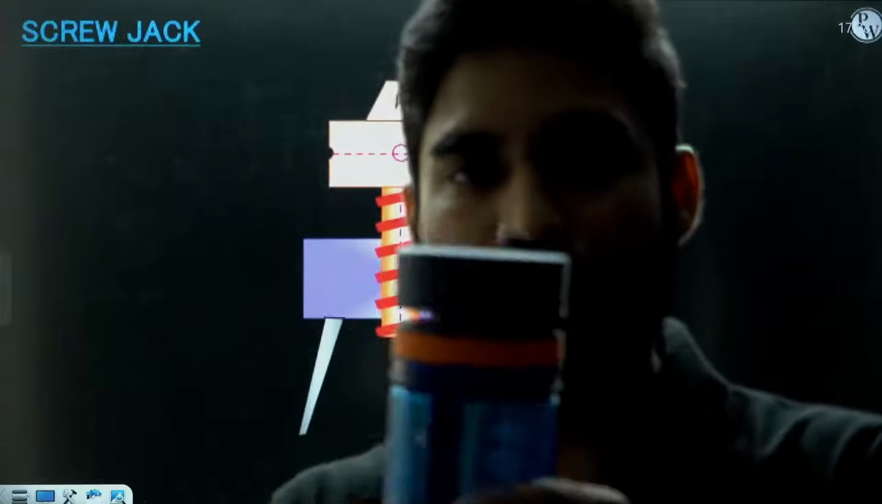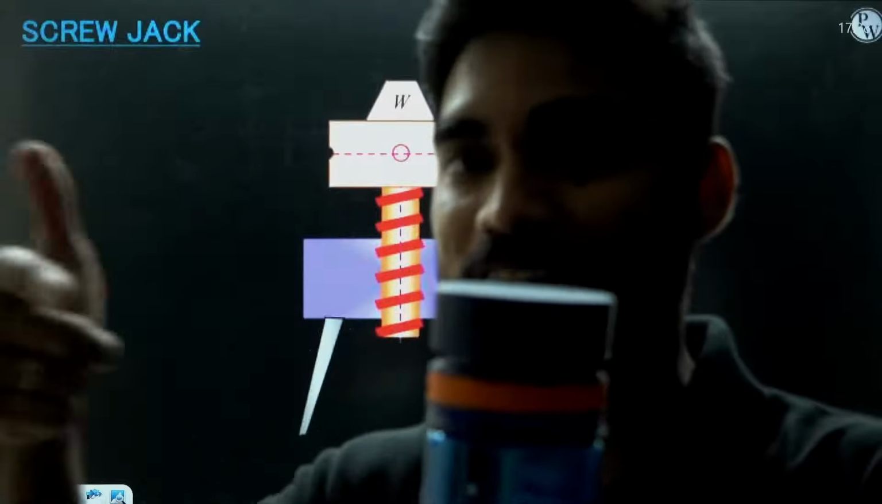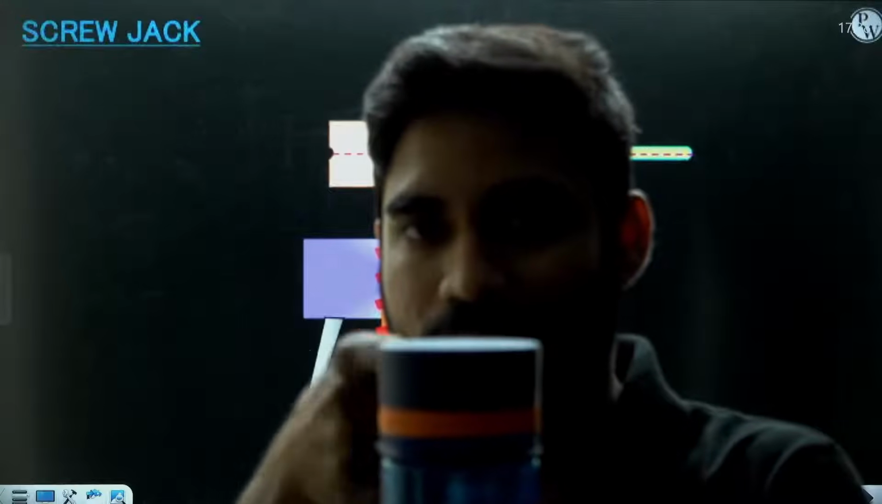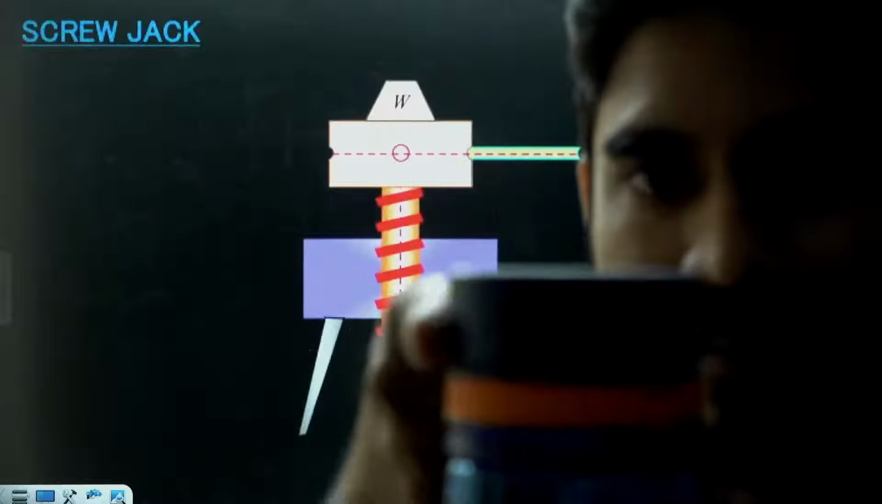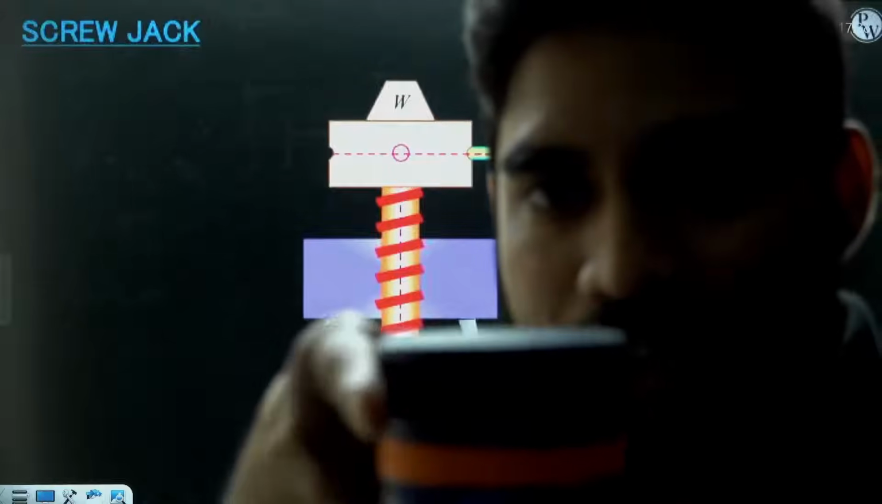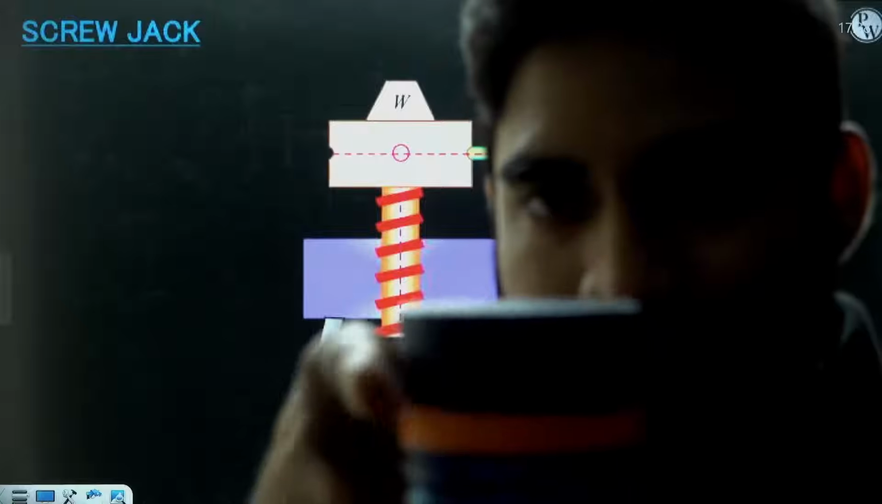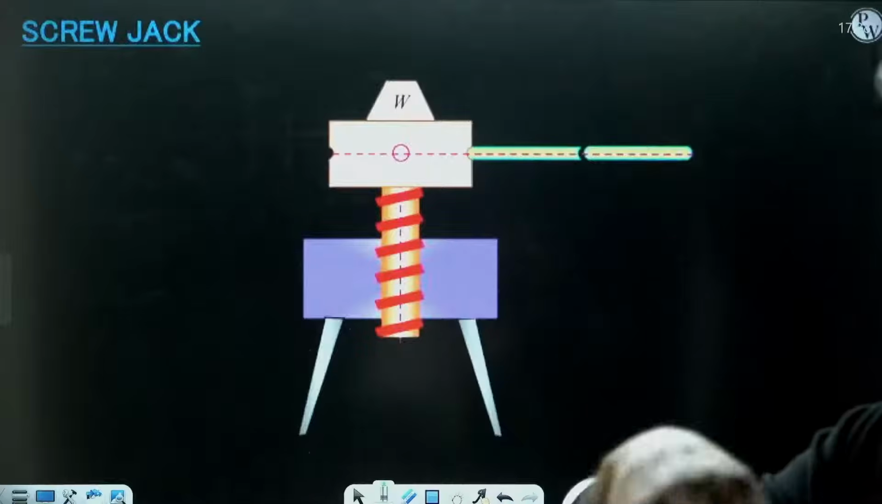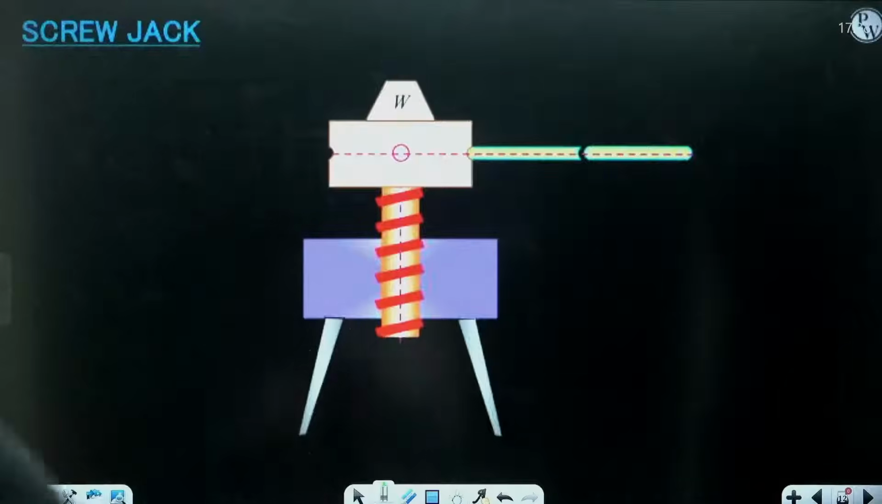And now I apply force. Now we don't have a lever, so what I am going to do is apply force directly on the surface like this. So now it is rotating. See? And it is lifting up. You can see. If I apply force like this, it is lifting up. Can you see? Okay. So just like that, a screw jack also works.